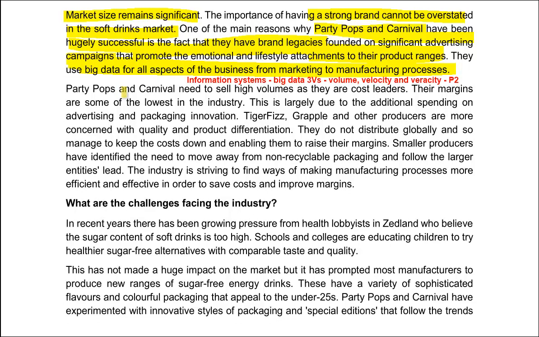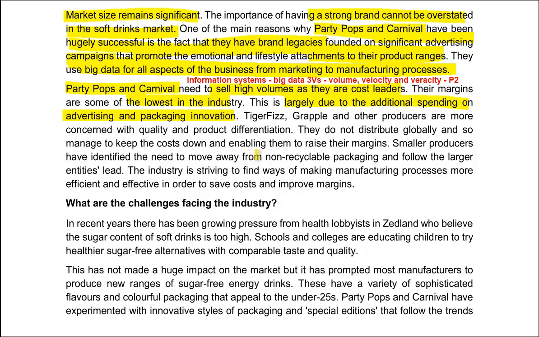Now we get a bit of information about the strategic aspects of these big companies. They sell high volumes as they are cost leaders. Now this is a business strategy, or if we think about Ansoff's matrix and how you place your new product, they're looking for this sort of cost leadership where they've got an existing market, they've got their cash cow, and they're simply seeking to sell high volumes at a low profit margin and ensuring those sales are maintained highly. Their margins are some of the lowest in the industry, and this is largely due to additional spending on advertising and packaging innovation.